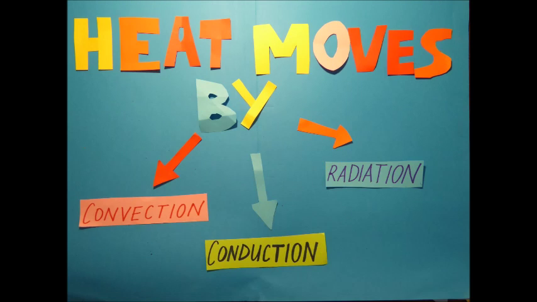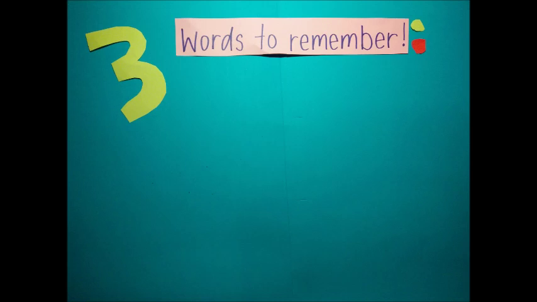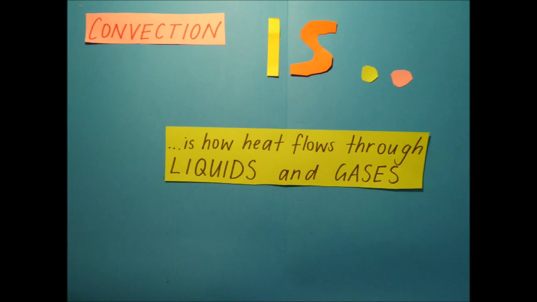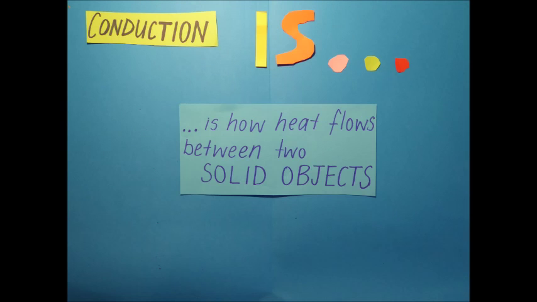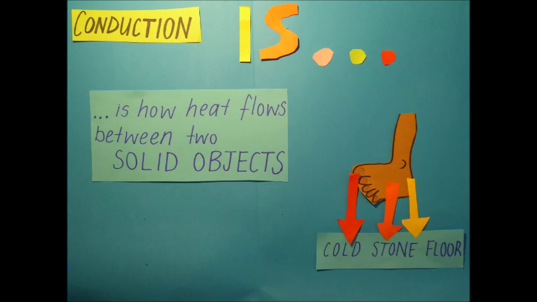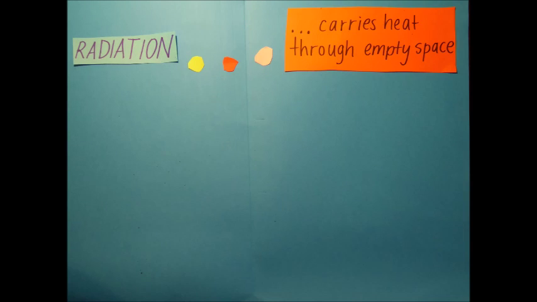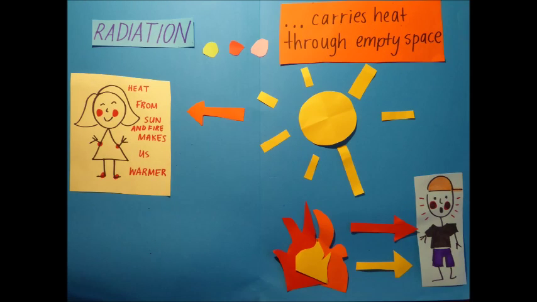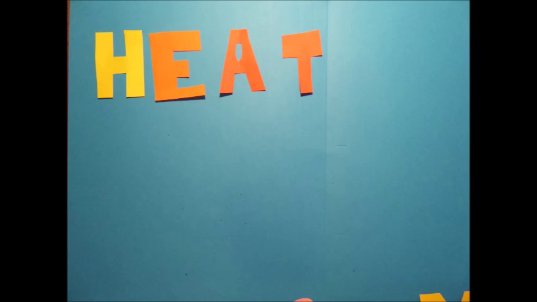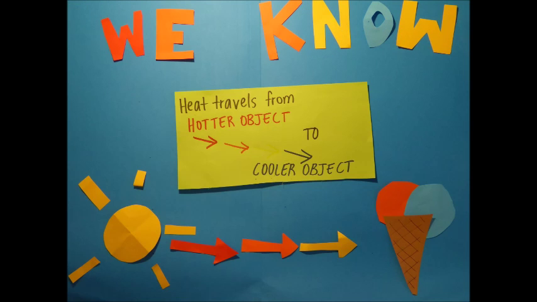Those are 3 important words to remember, so let's refresh. Convection is how heat flows through liquids and gases. Conduction is how heat moves between solid objects. And radiation is how heat carries through an empty space. It is how heat carries through air. We also know heat travels from hotter objects to cooler ones.